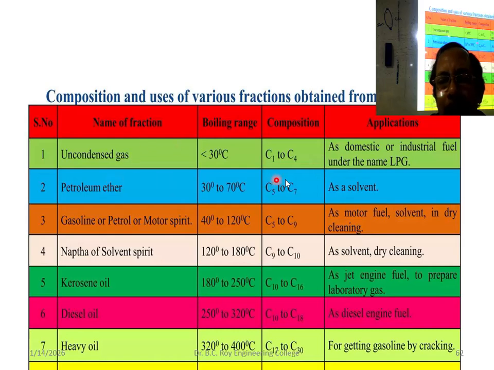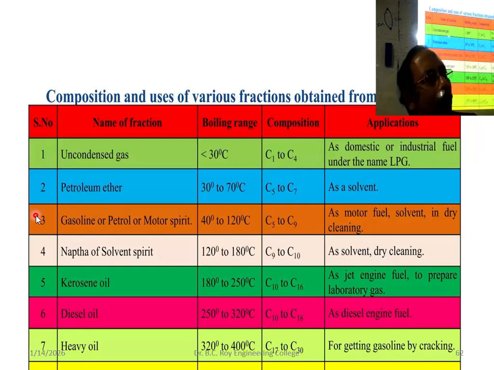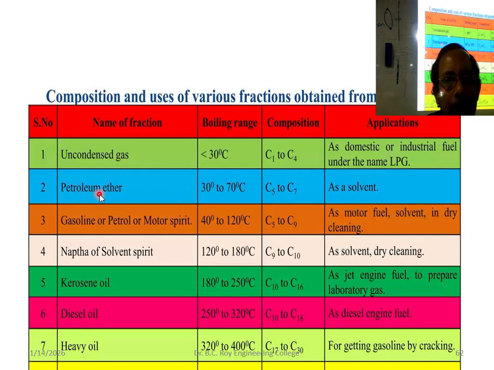Then we have petroleum ether. It is used as a solvent. Organic solvent is a very common thing in chemical industries. For any type of organic solvent, we use this petroleum ether, which is quite useful. Then we have petrol or motor spirit. This petrol we can call MV gasoline and AV gasoline, motor vehicle gasoline and aviation gasoline. Motor vehicle gasoline is used in vehicles and aviation gasoline is used in aeroplanes.